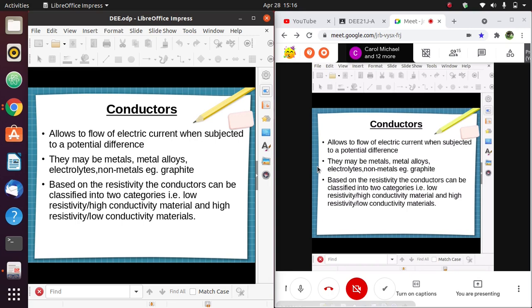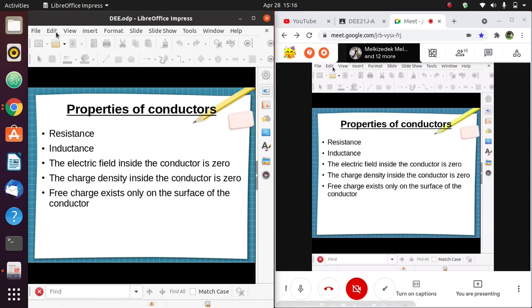Kwa mfano ile bulb iko kwa nyumba, ile bulb ambayo iko na tungsten. We're utilizing the high resistivity of tungsten. It still conducts electricity, yes, but we use it to generate heat for heating purposes. So we can generally categorize conductors as having high resistivity ama low resistivity. Now, when we talk about properties of conductors, resistance. The resistance of a conductor, tumesema, can be high ama low. If it is a low resistance, then it easily conducts electricity. If the resistivity of a conductor is high, then we can use it to make heating elements, kama filaments.